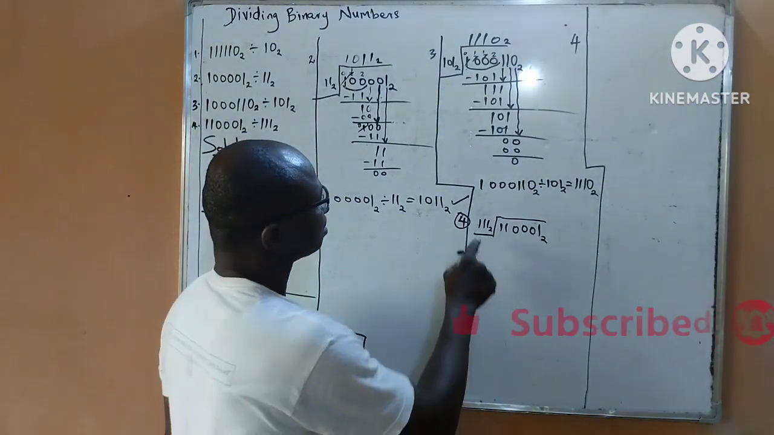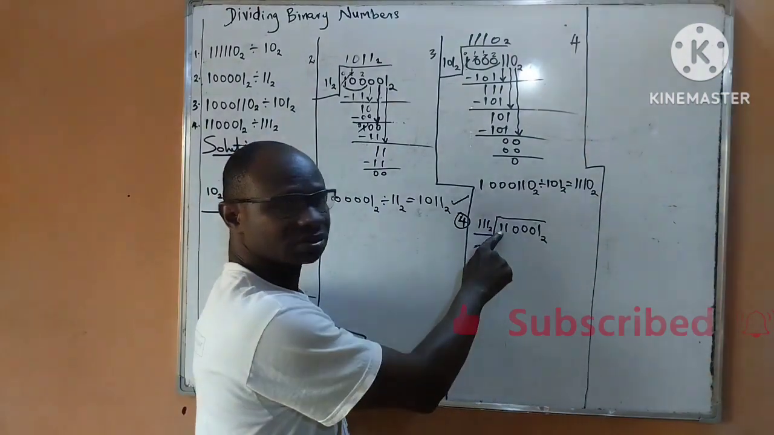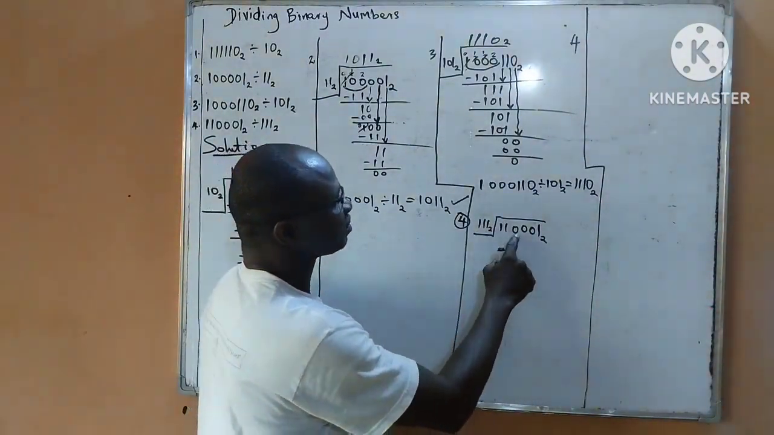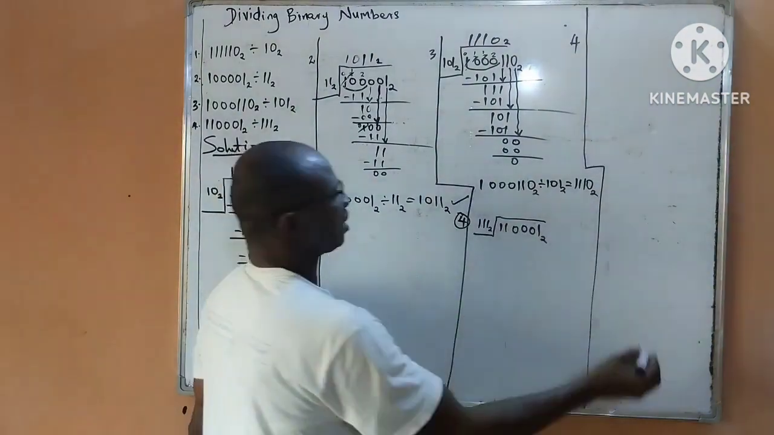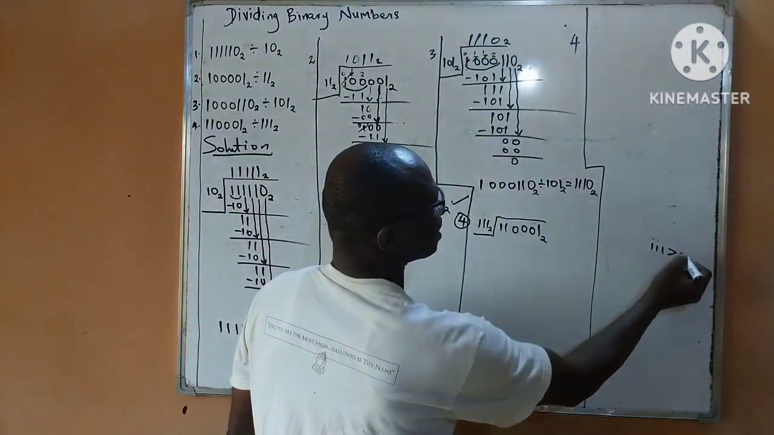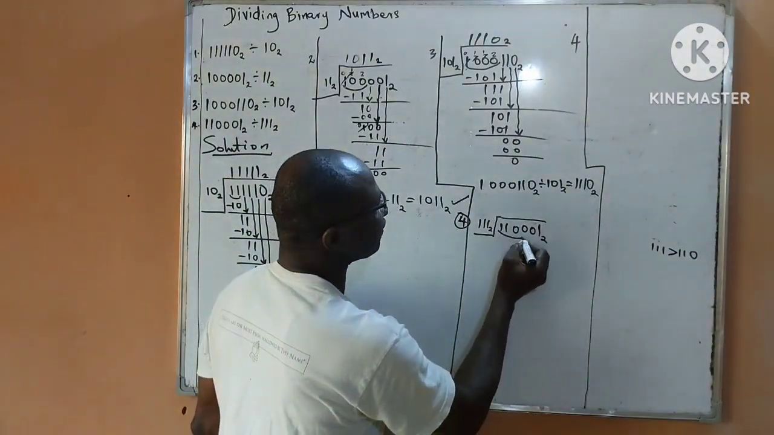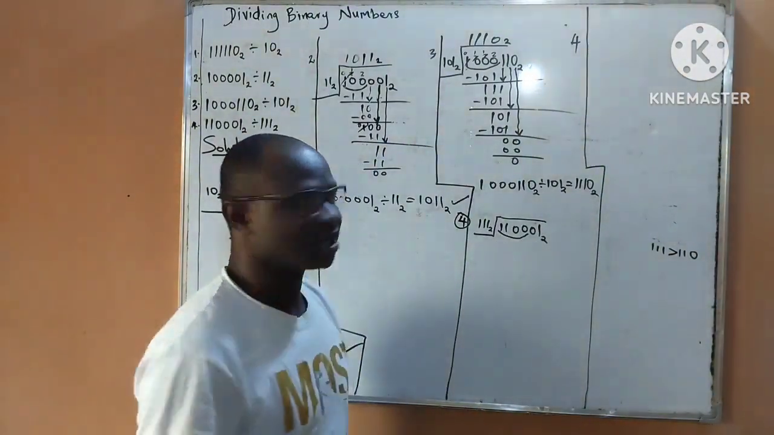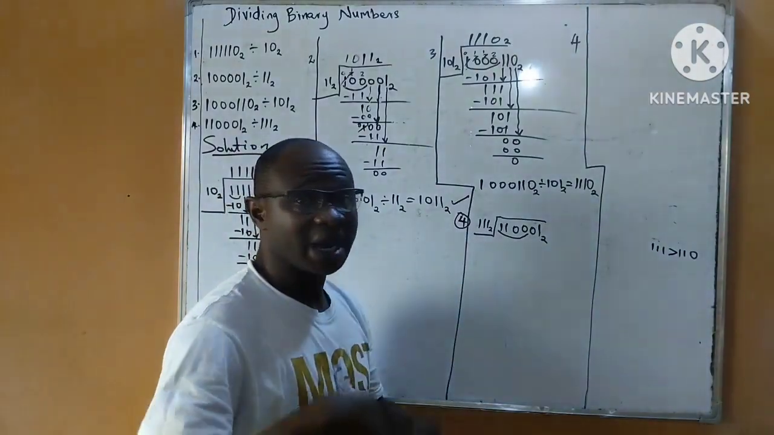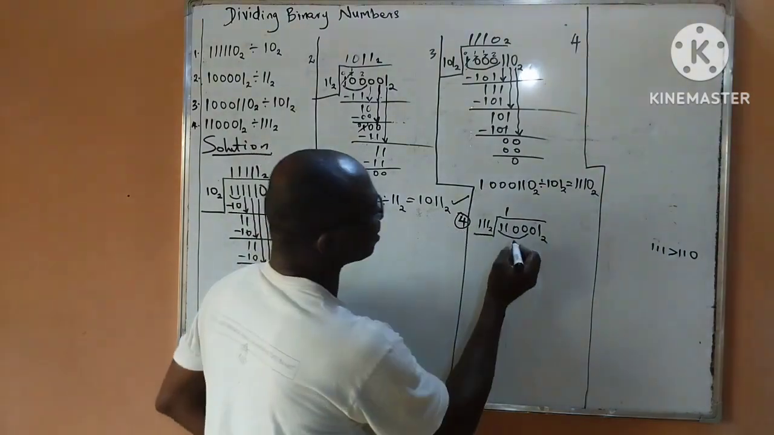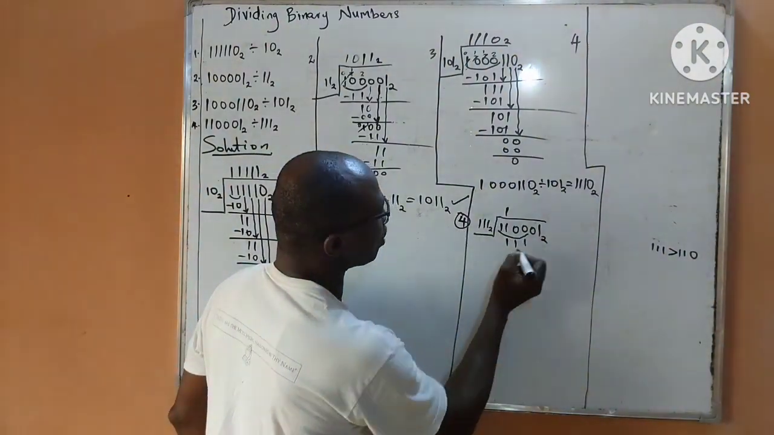Like I said, 111 cannot divide 1. It cannot divide 11. It cannot divide 110. Because 111 is greater than 110. So it cannot divide it. Therefore, I am taking the first 4 digits. It can give us a maximum digit of 1. So 1 multiply 111 is going to give me 111.